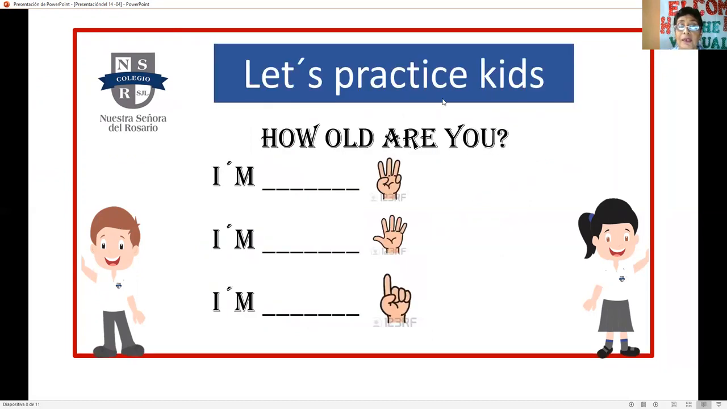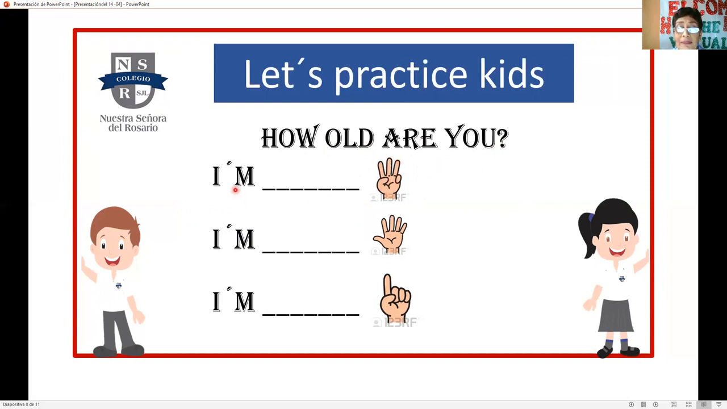Here we have an exercise. We're going to practice the question and the answer. The question is, how old are you? Remember, in the first part of the slides, I made the question, how old are you? I'm going to answer with a, what is the hand showing me? The hand is showing me three fingers. One, two, and three fingers.